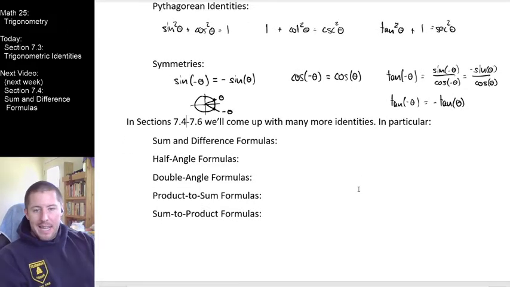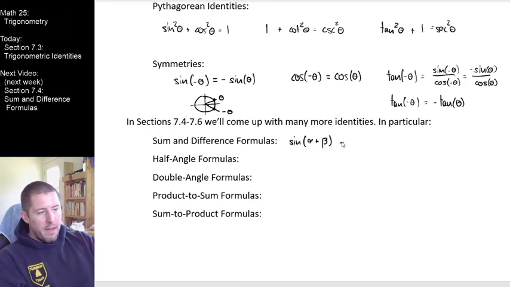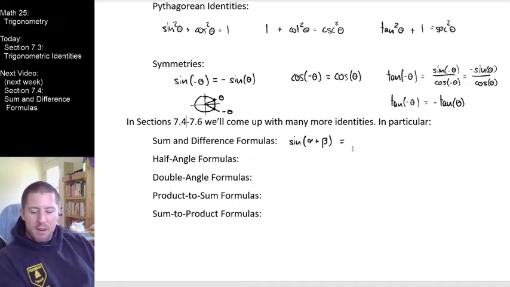So we're going to see things like our sum and difference formulas. That's going to be saying things like, if I have the sine of the sum of two angles, like an alpha plus a beta, what's that going to be equal to? Is there going to be some smarter way for me to write this expression so I don't have addition inside of my sine function? That's one of the things we're going to get in 7.4.